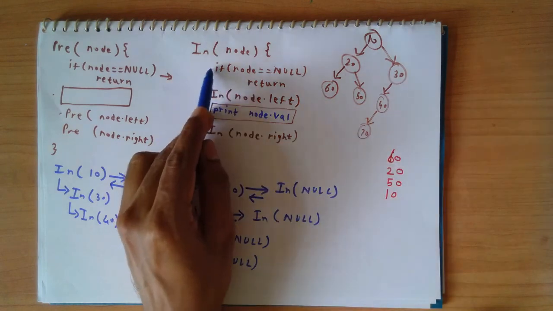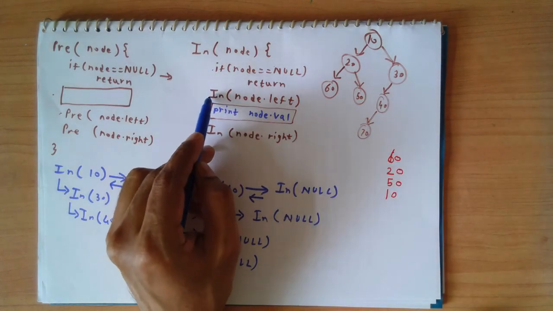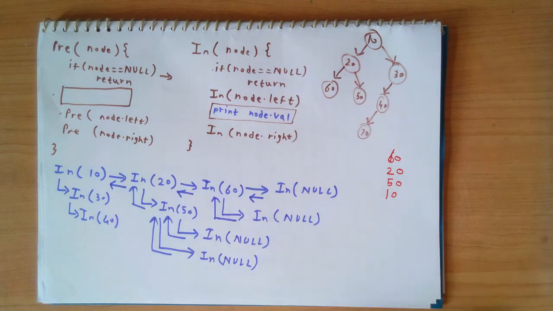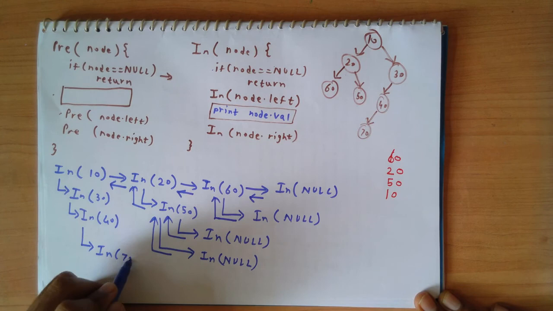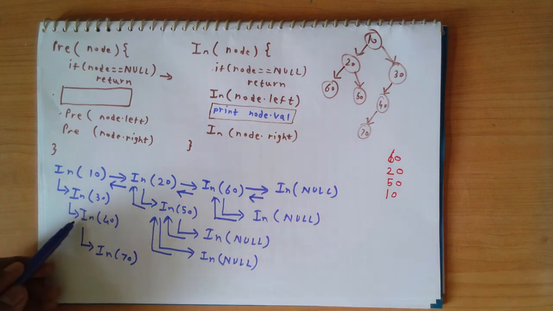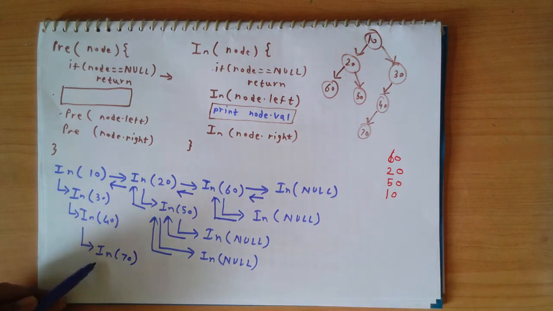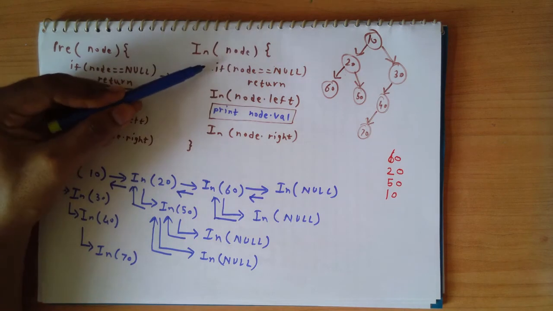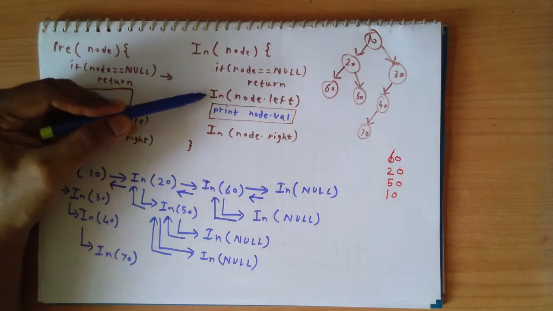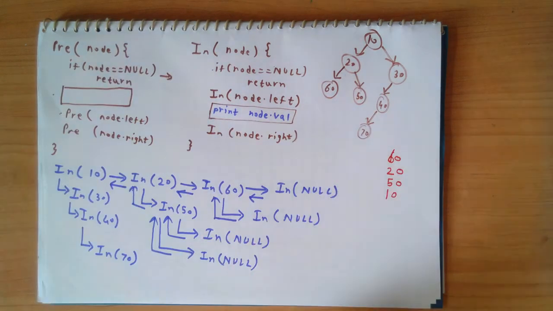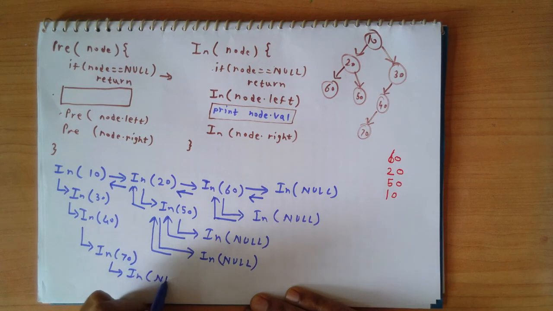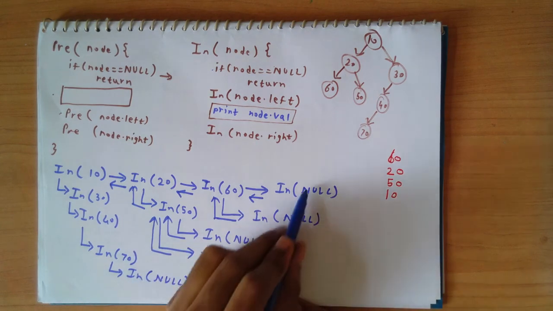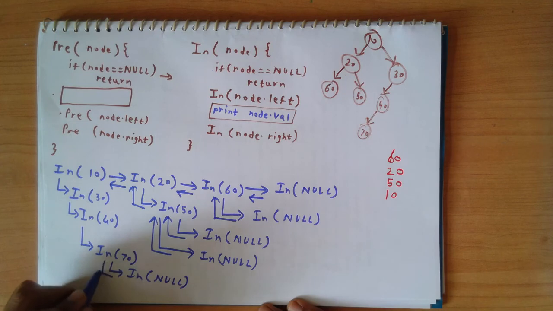I come and check if 40 is null. It's not. Now I have to perform the in order traversal on the left subtree of 40, which is in order traversal on 70. We'll pause the execution of 40, start the execution of 70. I come and check is 70 null. It's not. So I have to perform in order traversal on the left subtree of 70, which is null. So now I will have the in order traversal on a null node, and from this we know that we simply return back without doing anything.